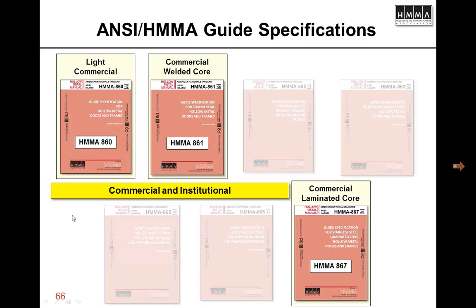But in the commercial and institutional areas, you have HMMA 860, which deals with light commercial construction. 861 is for commercial and institutional construction with welded cores, that would be your steel stiffened cores. 867 is commercial and institutional construction dealing with laminated core construction.